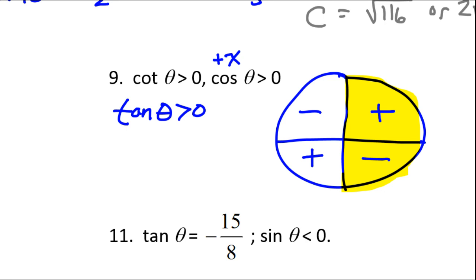So that means we are talking about either the third quadrant, because that's positive, or the first quadrant. So obviously it's the green zone here that satisfies both conditions. So first quadrant.